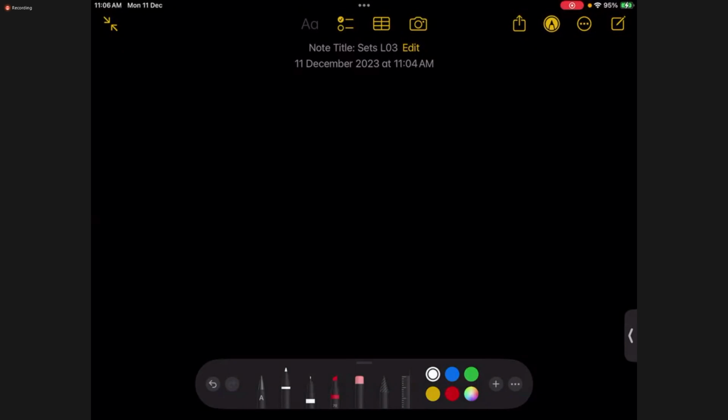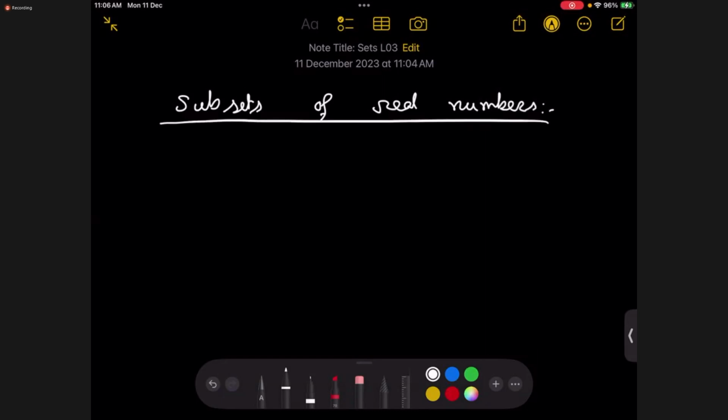Okay, so today we will start with some examples of subsets of real numbers. So what are real numbers? Mainly the real number set is denoted by R, which is the collection of all numbers which are real.